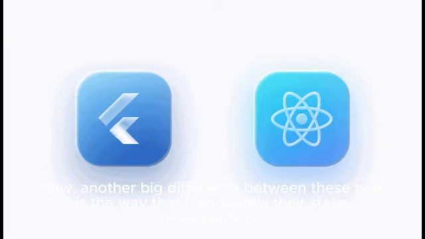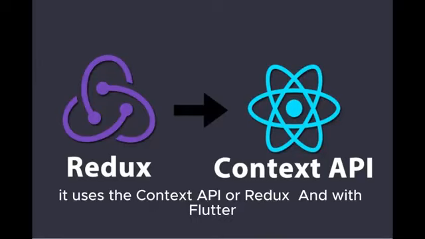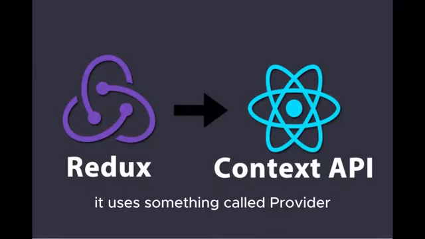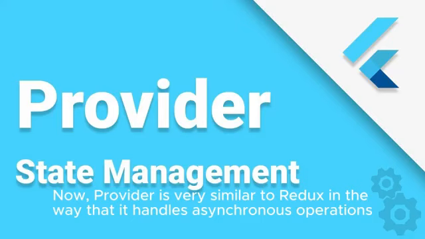Now, another big difference between these two is the way that they handle their state management. With React Native, it uses the Context API or Redux, and with Flutter, it uses something called Provider. Now, Provider is very similar to Redux in the way that it handles asynchronous operations.